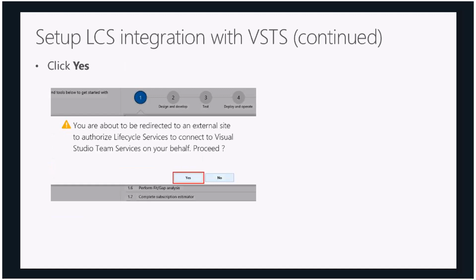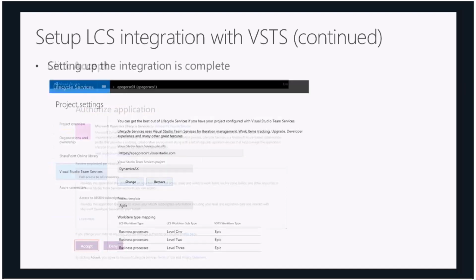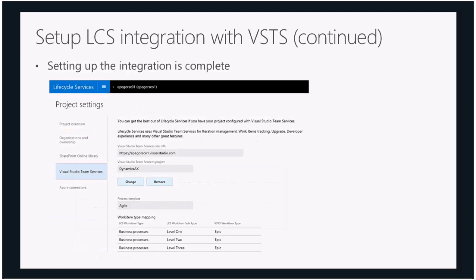When you click Authorize, it redirects you to your VSTS account, and it says Proceed. You can click Yes. And this is where you would see the authorized application, where you can accept. And once you get back to your project settings, Visual Studio Team Services, what you would see is that your setup of integration between the LCS implementation project and your VSTS is complete.